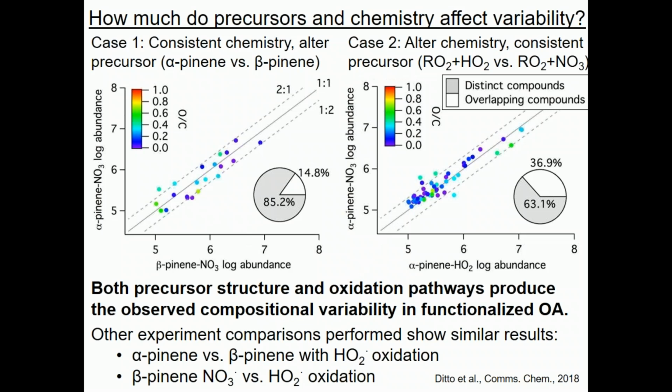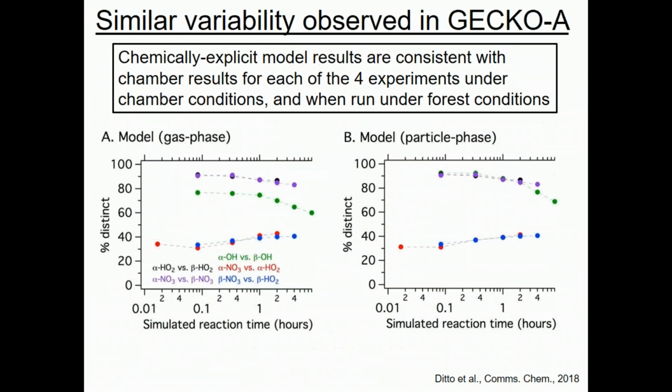And so both precursor structure and the oxidation pathways produce this compositional variability. And the other things that show this are also similar. Like this, we're doing HO2 oxidation with alpha pinene versus beta pinene, and then beta pinene doing the same thing with the NO3 versus HO2 RO2 radical fate. And so we observe this in the chamber as well.